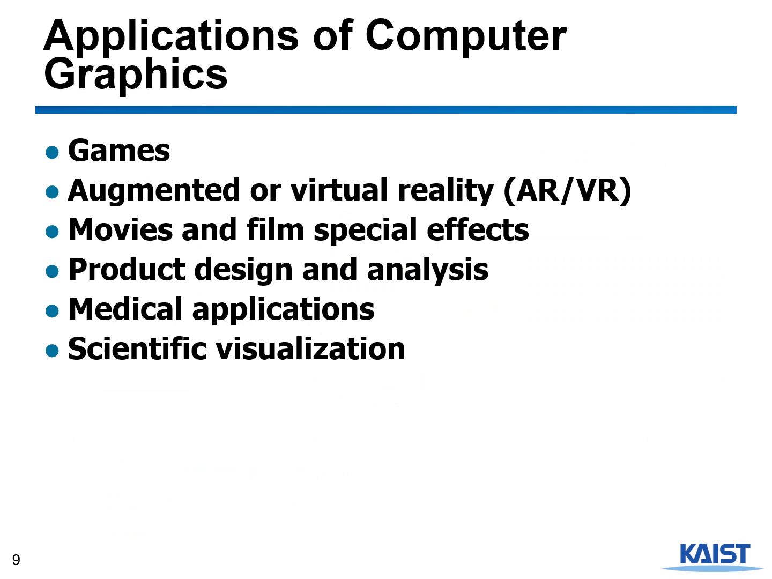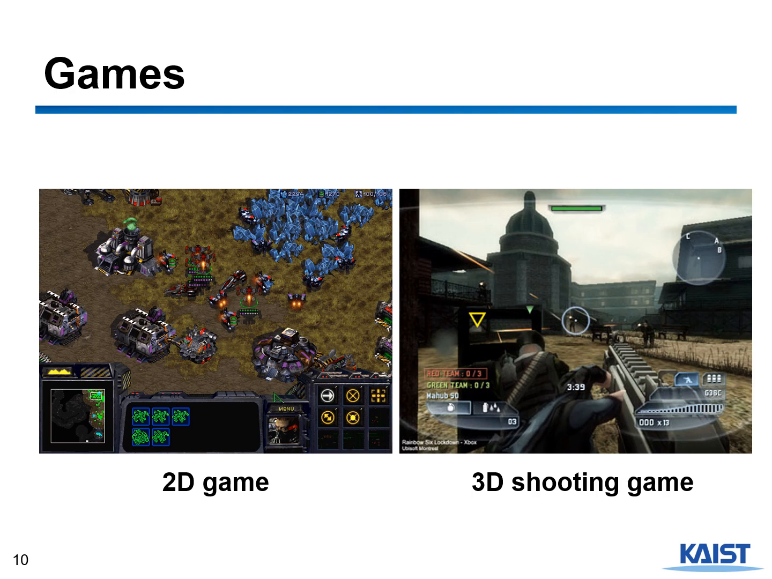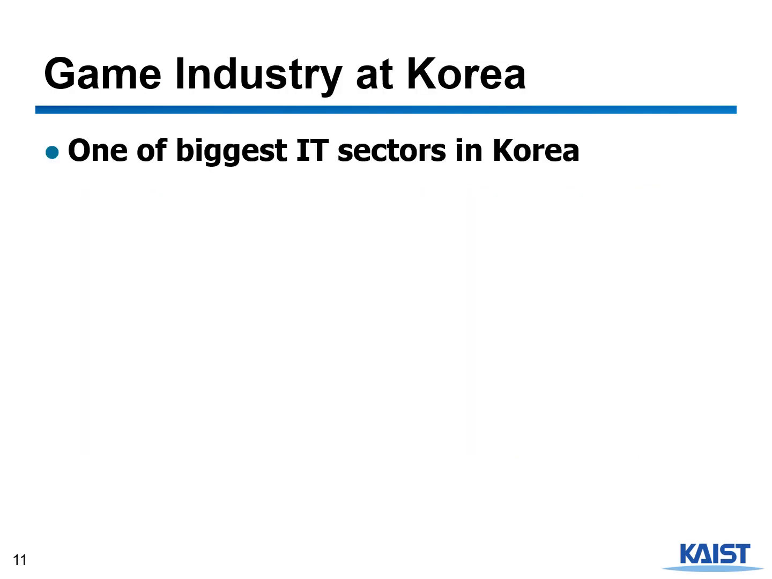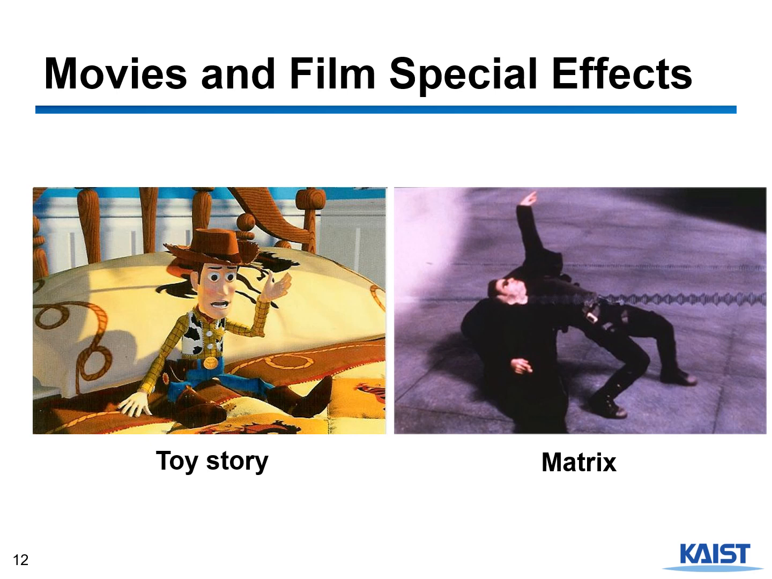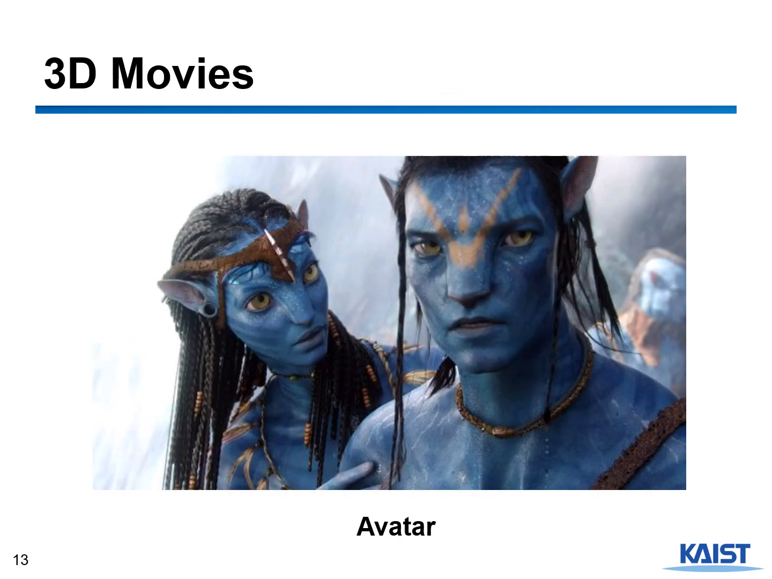As you can see, there are lots of applications of computer graphics. You know 2D games, and some of you may know this game. The game industry is one of the biggest IT sectors in Korea. And also there are many movie and film special effects. Here are some well-known movies, kind of old ones, made with lots of computer graphics techniques.